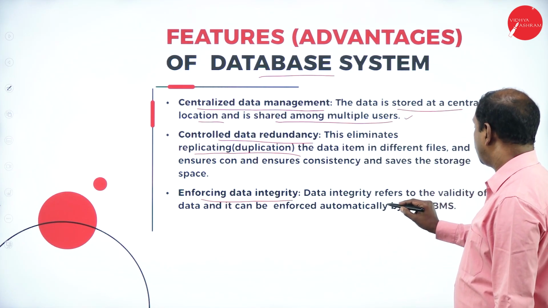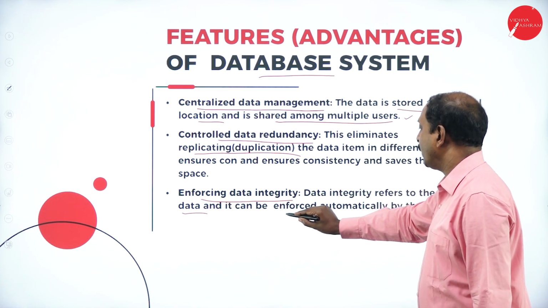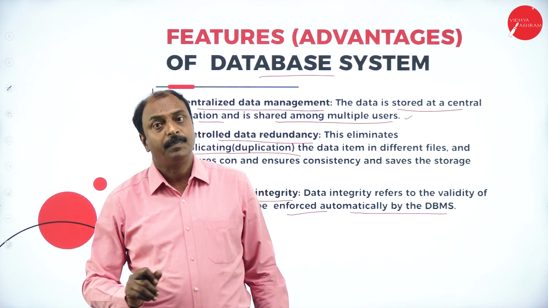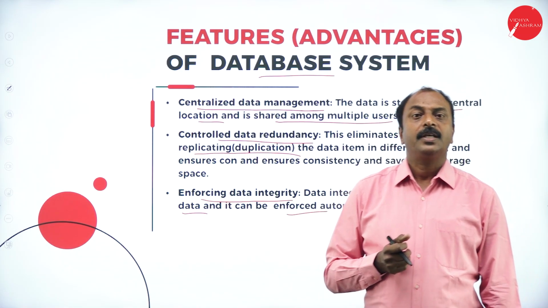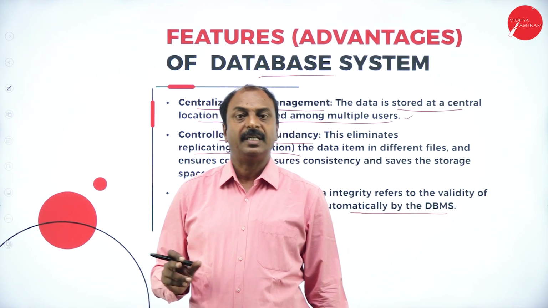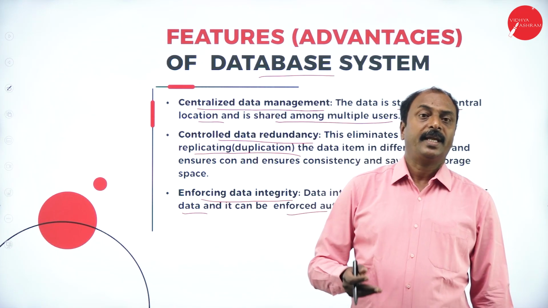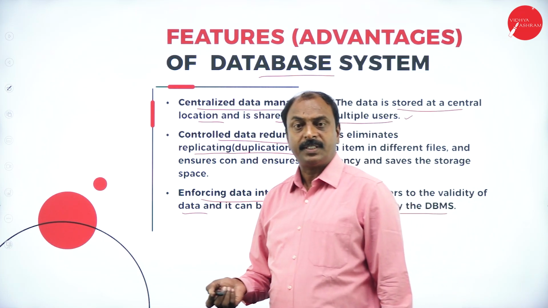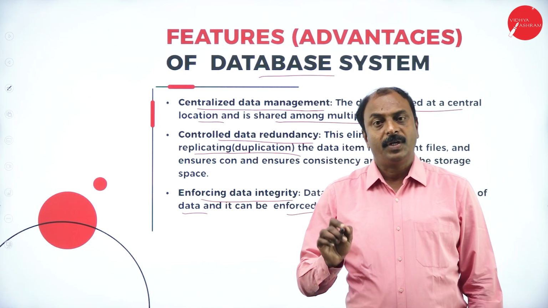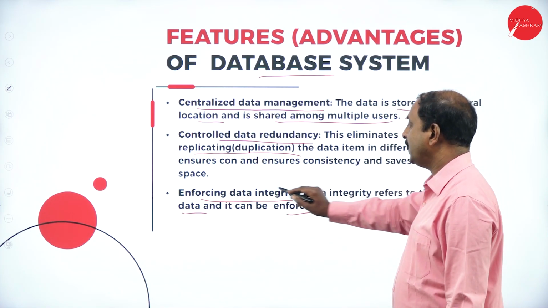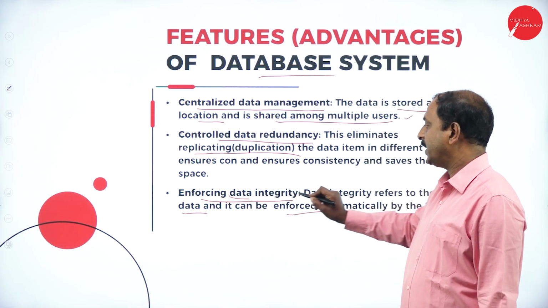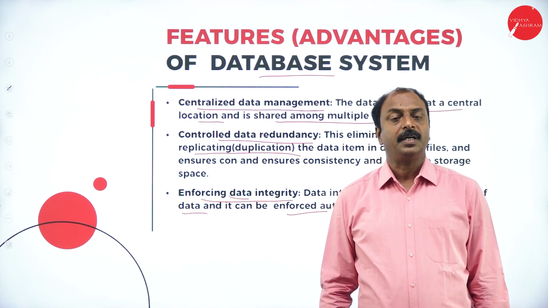Next one is enforcing data integrity. Data integrity refers to the validity of the data, and it can be enforced automatically by the DBMS. Data integrity means it expects the right data at the right place. If I talk about an example like a student database, we are supposed to enter the marks of a student in any subject, generally from 0 to 100. So if I try to enter a negative mark, less than 0, or above 100, maybe 110 or 200, the particular field or column will not accept the data. That is the meaning of data integrity. It refers to the validity of data. Enforcing data integrity is another feature of DBMS or database system.